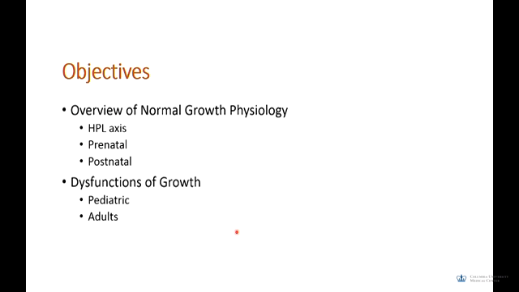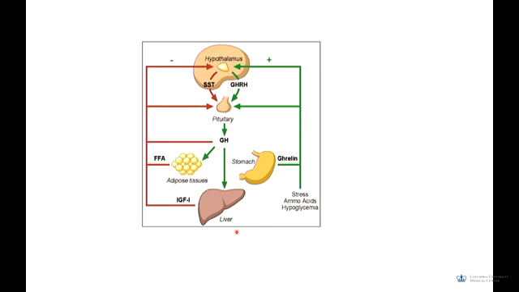We're just going to talk about the HPL axis, prenatal and postnatal growth, and then dysfunctions in growth. So we'll go ahead and start about the HPL axis, which Megan already talked about a little bit. So when we're talking about growth hormone, we really want to talk about the stimulants and the inhibition of growth hormone overall. So we're going to talk about the stimulants first, so everything in green.